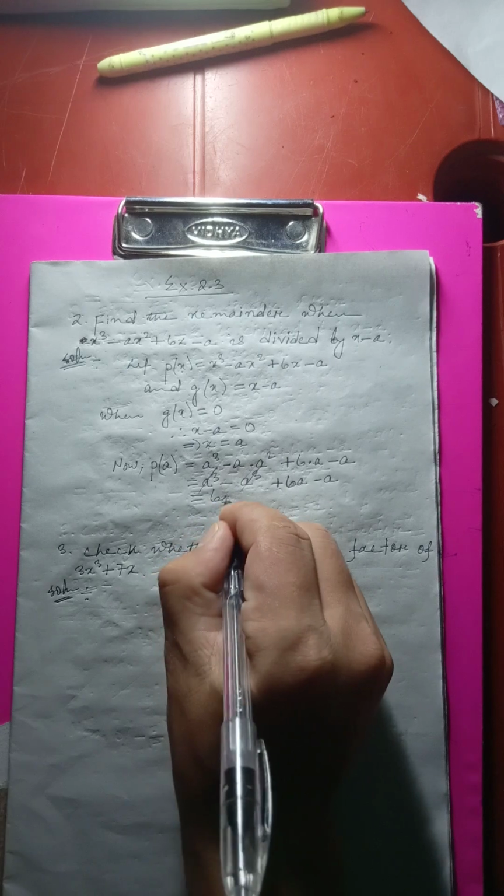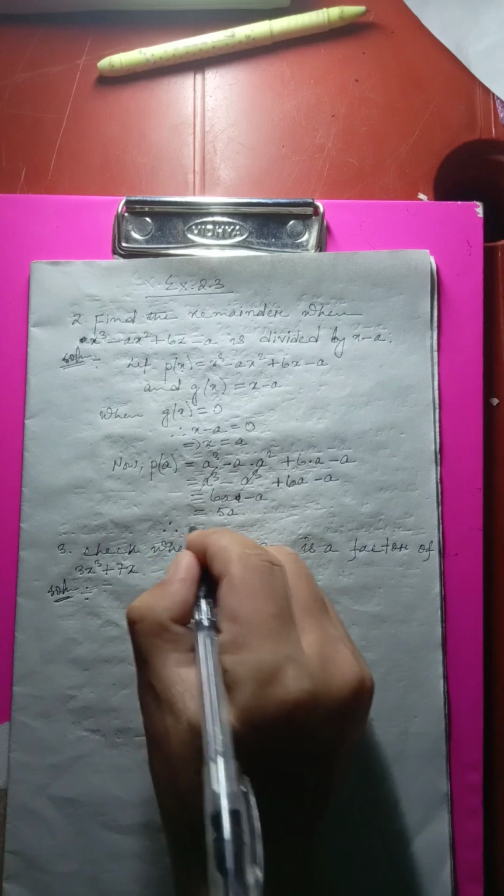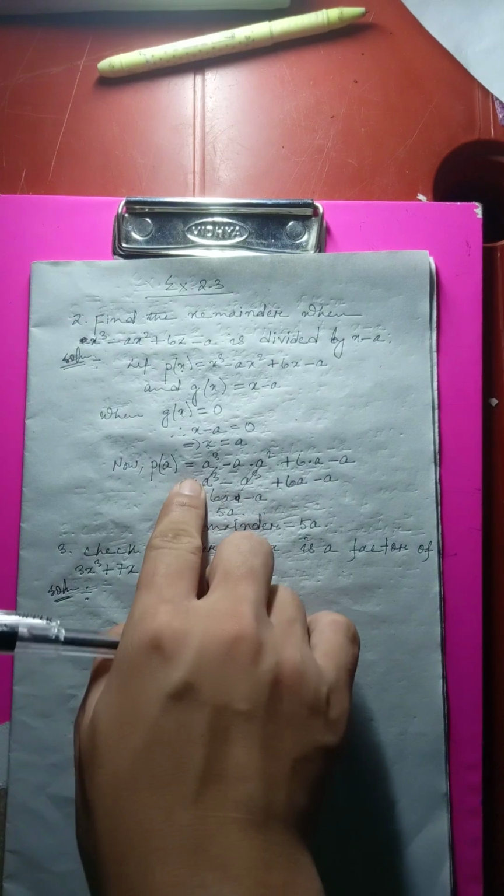After that, what is the remaining term? That is 6a minus a. If you subtract 1a from 6a, you will get 5a. Therefore, the remainder that I get by putting x equal to a in this polynomial is 5a. This is all about the problem that we discussed in question number 2, exercise 2.3.